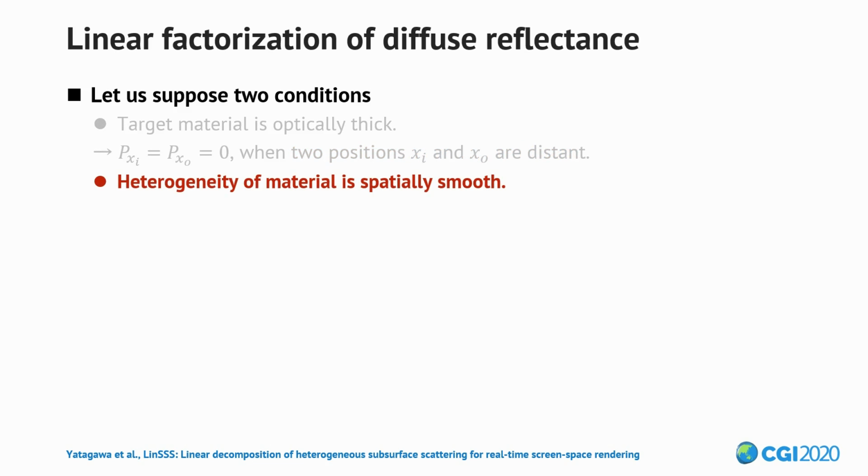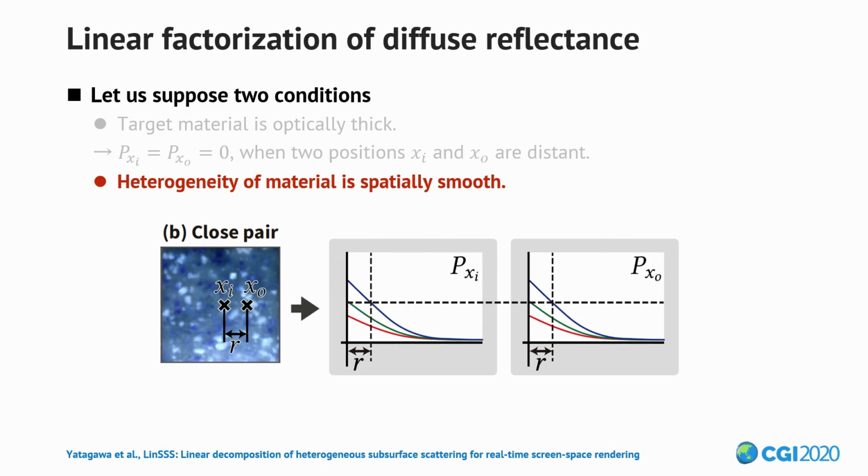As the second condition, let us consider that the heterogeneity of the material is spatially smooth. Under this condition, it is assumed that the two local scattering profiles will be similar when the two positions are close to each other. Therefore, when the distance between x sub I and x sub O is short, the values of the local scattering profiles will be approximately the same.